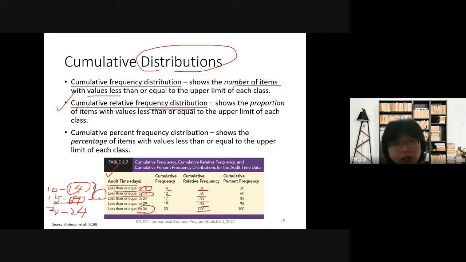The same concept applies for expressing the cumulative percentage frequency distribution. You just need to multiply by 100 to get percentages. So you will get 20, 60, 85, 95, and the last will be 100. So that is the cumulative distribution.